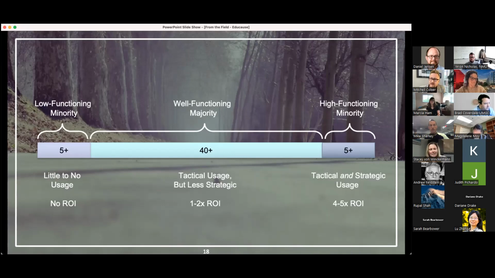And when we see that, we're able to mark up about a 1 to 2 times ROI. So they're barely able to recover their money, or maybe double it, but it's just not as impressive. And then when we see tactical and strategic usage, we see 4 to 5 times ROI. What do I mean by tactical?